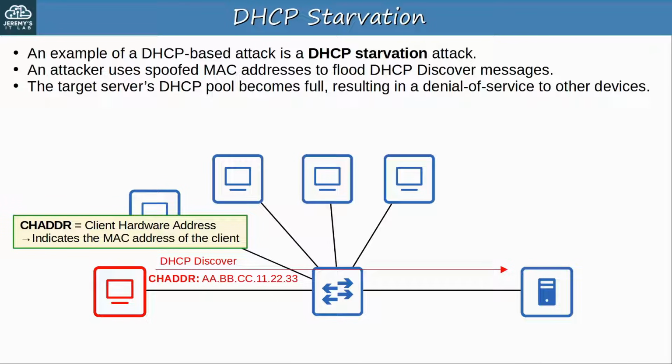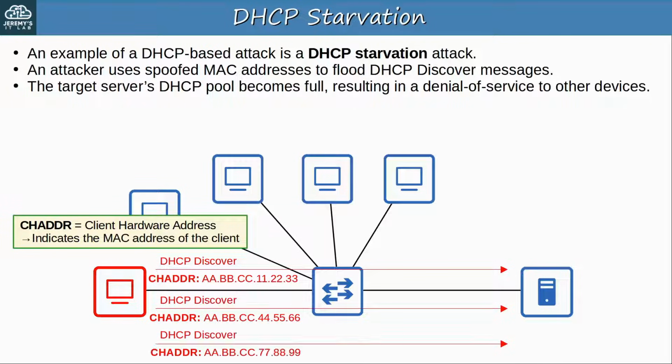Anyway, that's just an aside. The attacker sends countless fake DHCP discover messages like this. Then, when the other devices in the network try to get IP addresses via DHCP, the server is not able to assign them addresses, resulting in a denial of service to those clients.